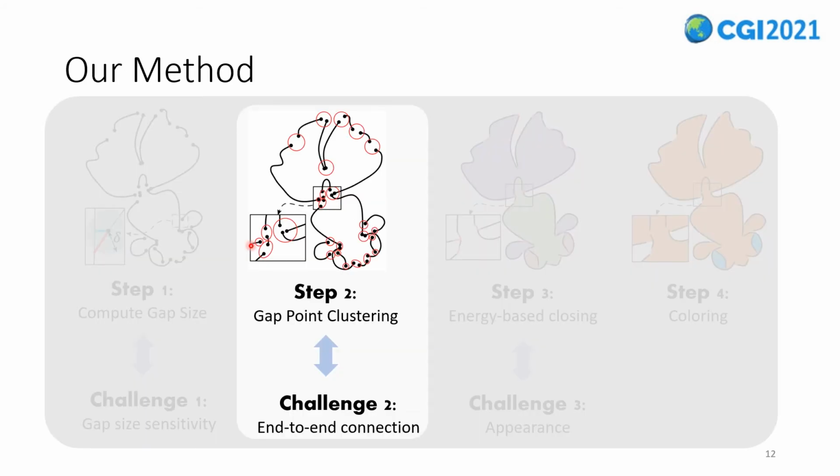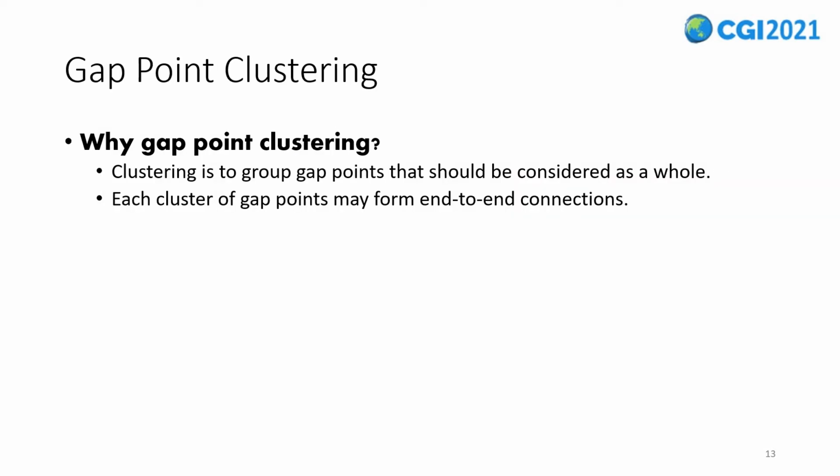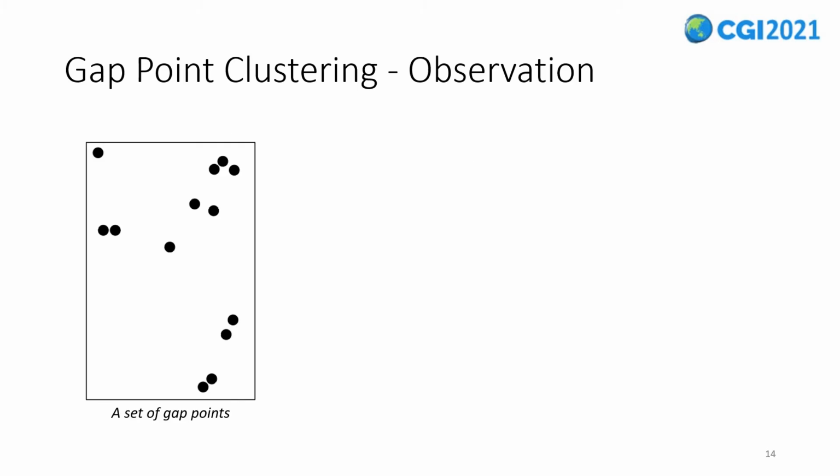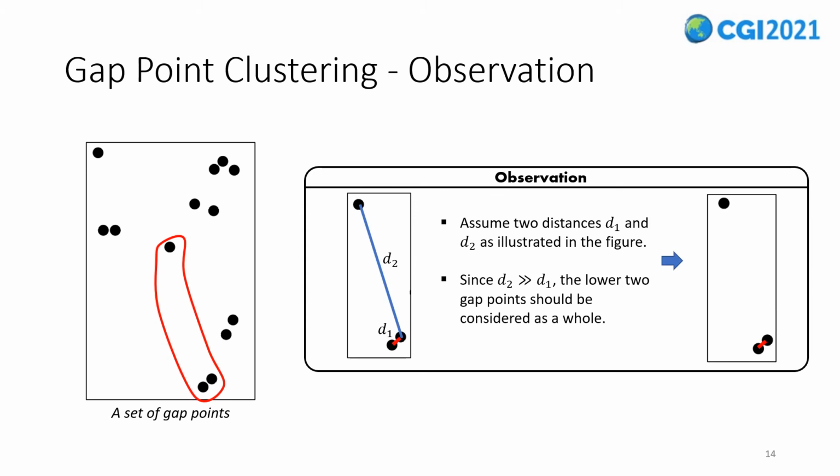After computing gap sizes, we come to step 2, clustering gap points. The purpose of clustering is to group gap points that should be considered as a whole, where end-to-end connections may exist. Our clustering method is developed based on a simple observation. We can see here a set of gap points and we look at the 3 points. D1 is much shorter than D2, which means that the upper gap point is very unlikely to be considered together with the lower 2 gap points. In other words, if 2 gap points are very close, they are very likely to be a cluster.